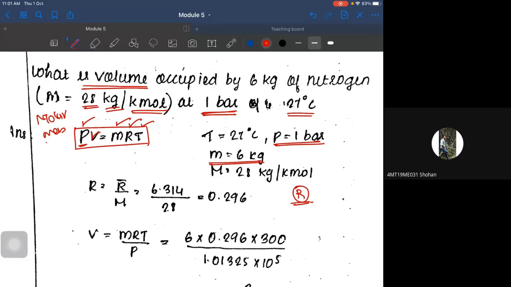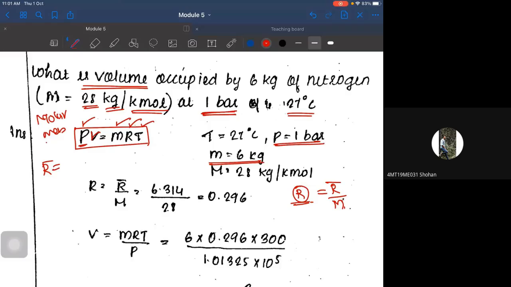What is the value of R? R dash by capital M. So it is R dash divided by capital M. You have to remember what is the value of R dash. What is the value of R dash, guys? 6.31.